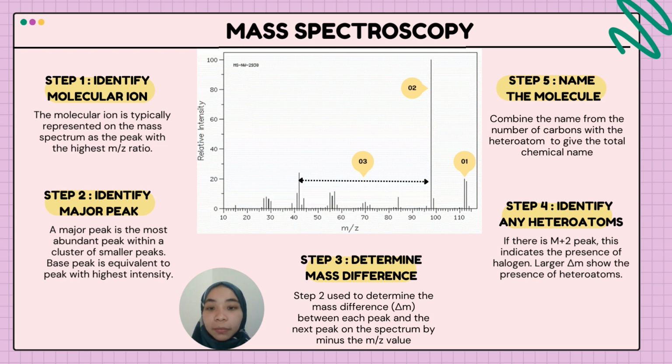Okay, last step is we need to name the molecule. Combine the name from the number of carbons with the heteroatom to give the chemical compound. From the spectrum given, with a molecular ion of 113 and the presence of nitrogen, we assume that our compound is 1-ethyl piperidine.